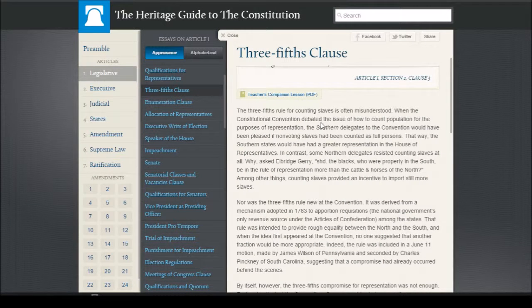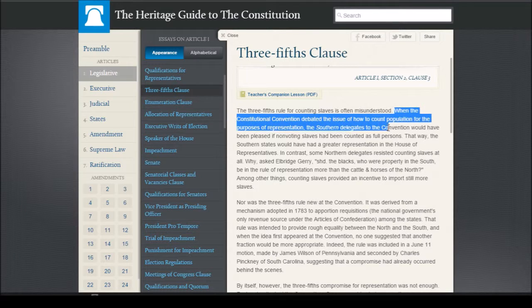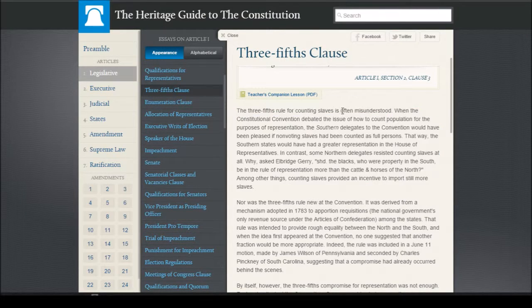Now, just in case you have no idea why the three-fifths compromise was created, here's a short explanation. So I'm going to be reading from here to here. When the Constitutional Convention debated the issue of how to count population for the purposes of representation, the Southern delegates to the convention would have been pleased if non-voting slaves had been counted as full persons. That way, the Southern states would have had a greater representation in the House of Representatives.